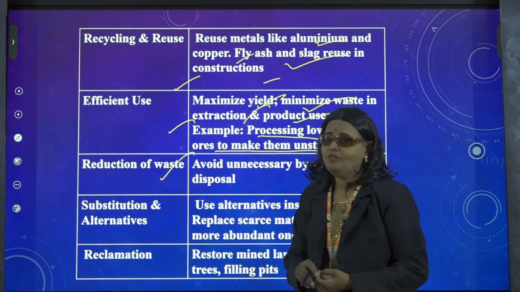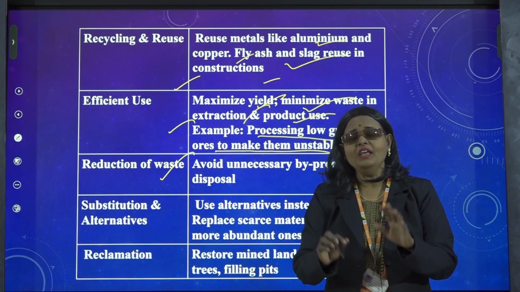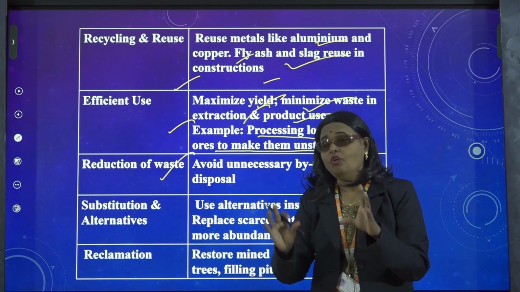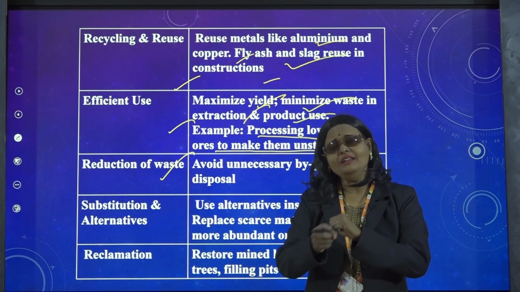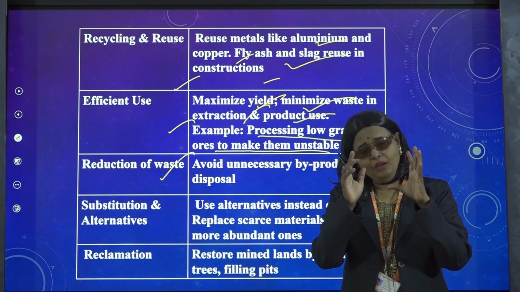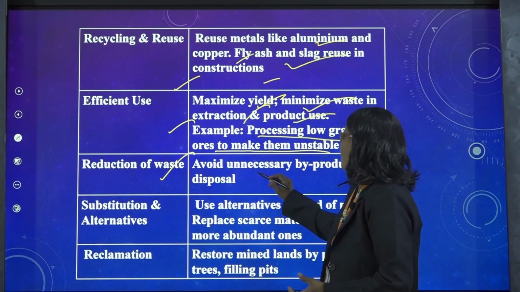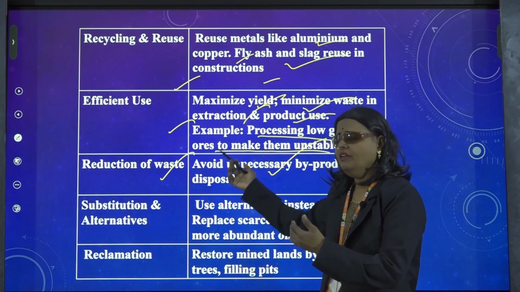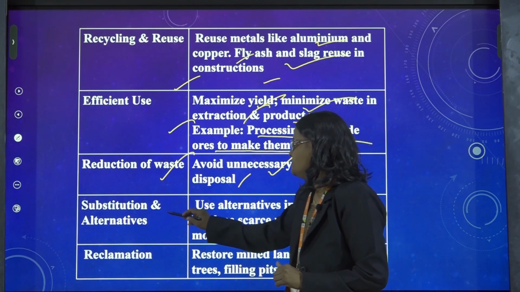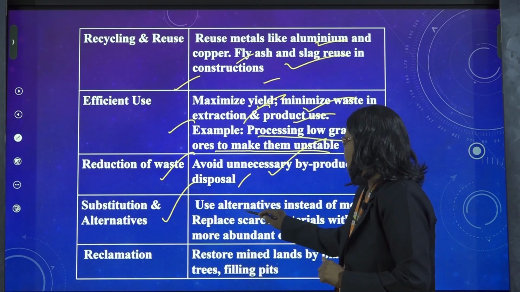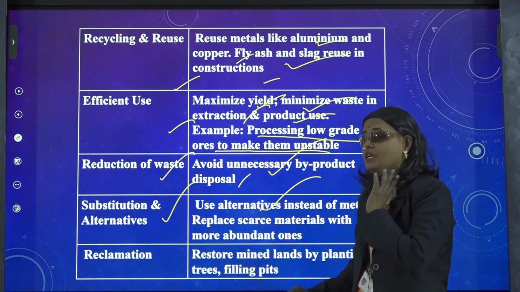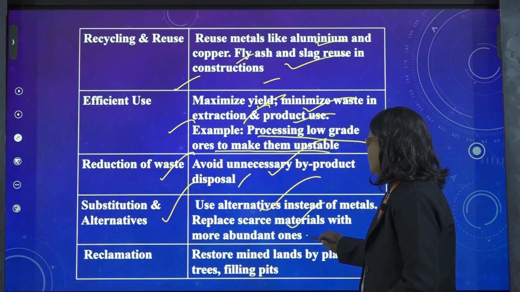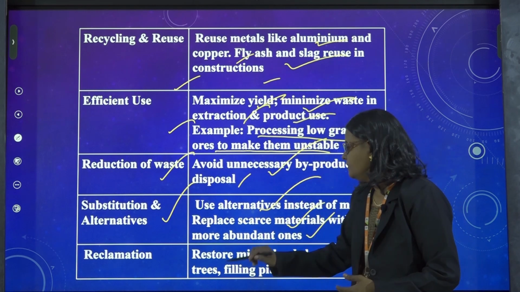Next, reduction of waste. One of the important steps here, whenever we do mining, overburden, I told the students, that overburden should be immediately cleared. That will become a very big problem later. Avoid unnecessary byproduct disposal. Some example. Okay, you can give many points. Next, substitution and alternatives. Use alternatives instead of metals. Replace scarce materials with more abundant ones.